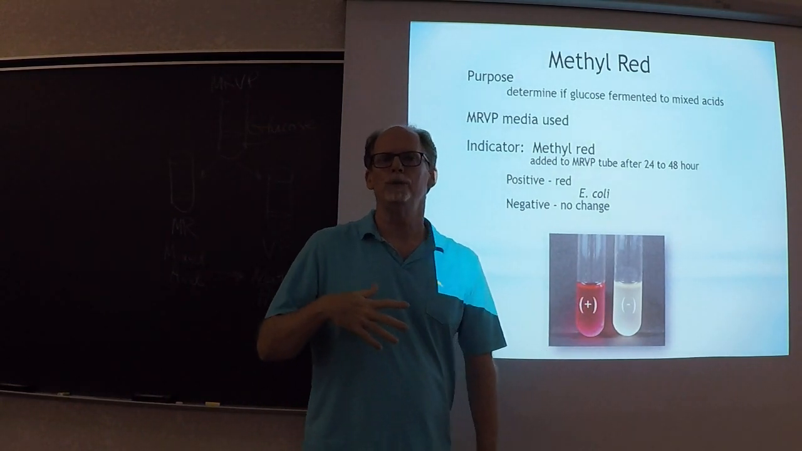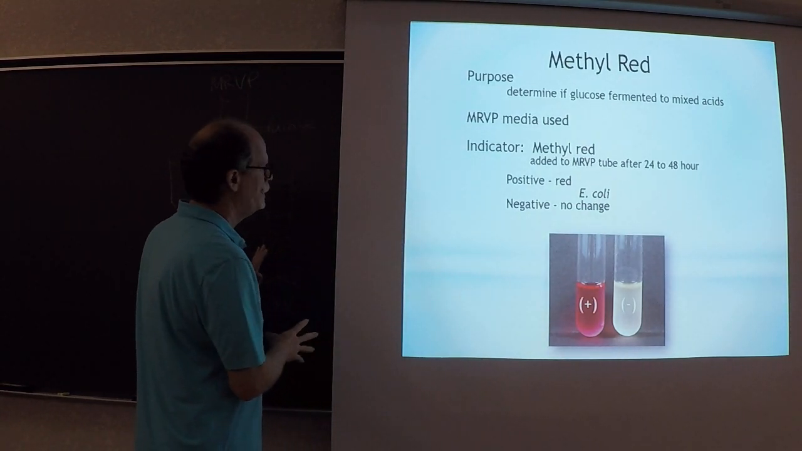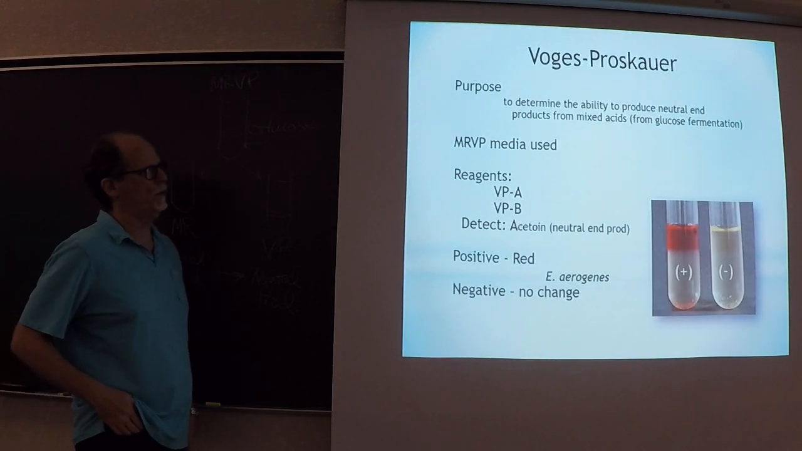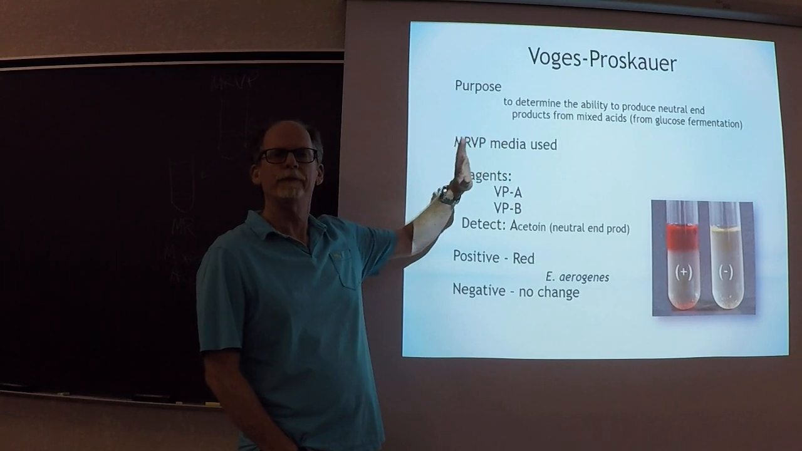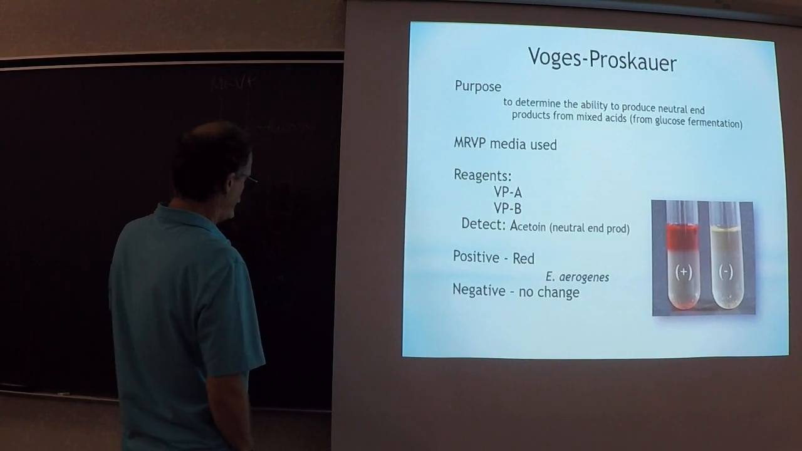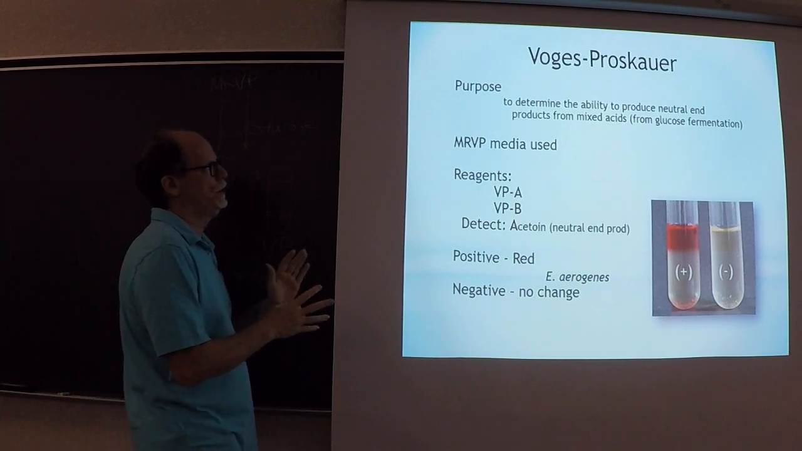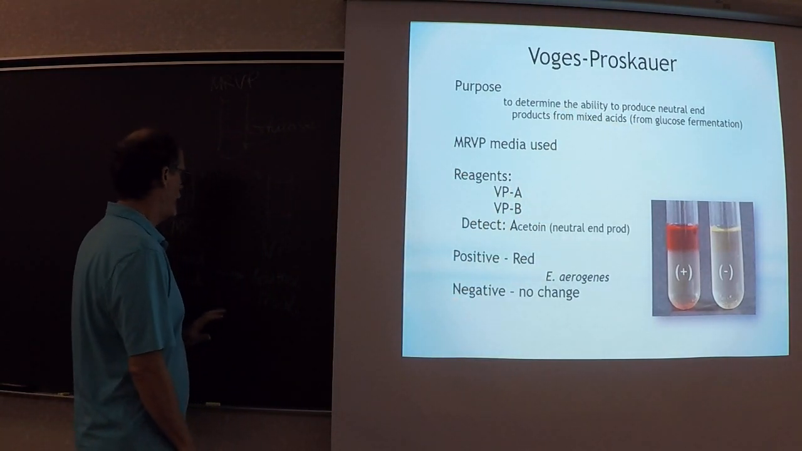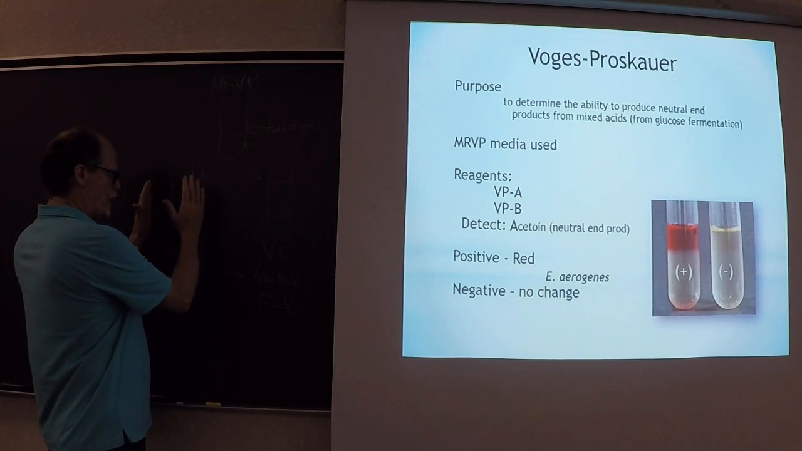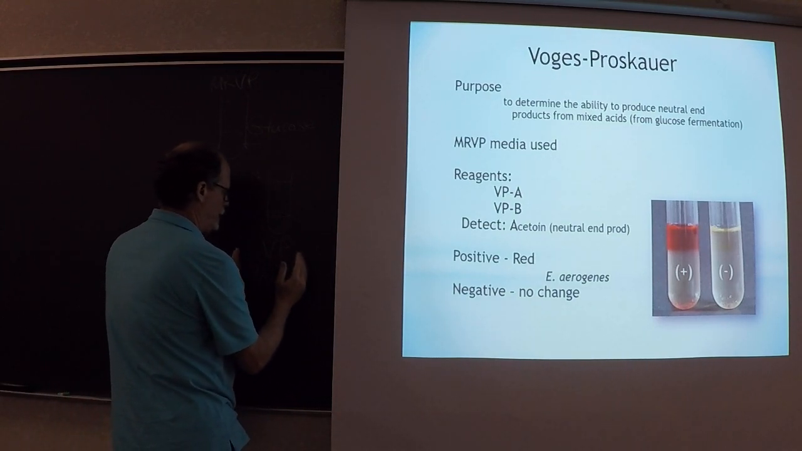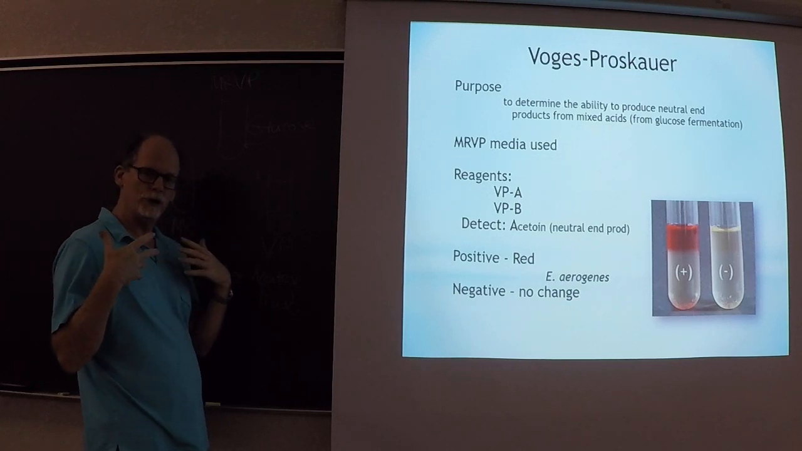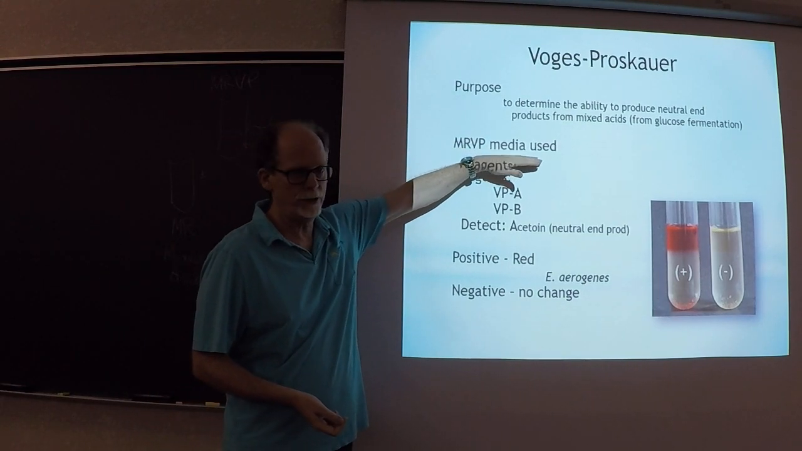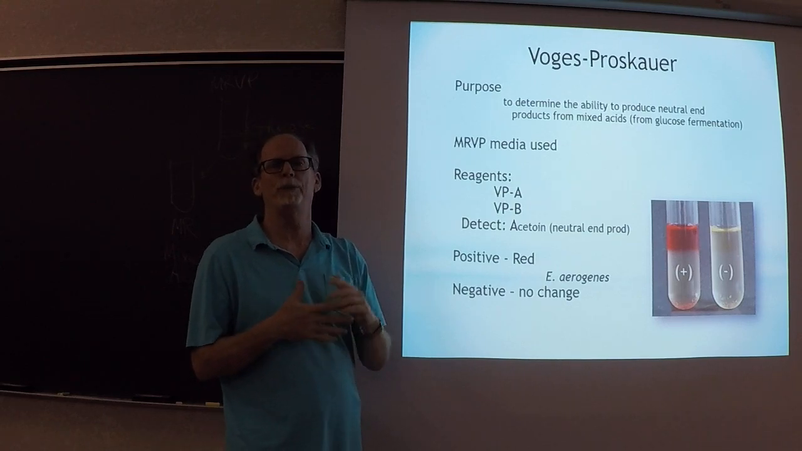Okay, so that's what you do for the second tube. You would use the same media to do the VP test, Voges-Proskauer. So you use the same media that you used for the MR test. Now the question, or the purpose, is: did they produce neutral end products from the mixed acids? That means the MR test is negative, they converted them, did they make neutral end products? So to answer that question, your principle should include VP media used, and the reagents to determine this test.